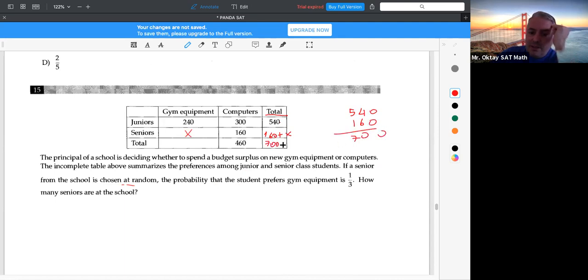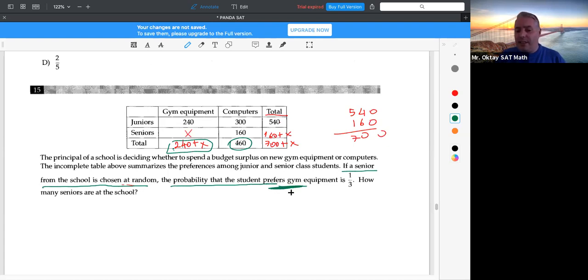700 plus x. Now, this will be 240 plus x, just to check myself: 240 plus x plus 460, 400, 200, 600, 660 and 40, 700 plus x. That's correct. Now, what am I saying? If a senior from the school is chosen at random, the probability that the student prefers the gym.